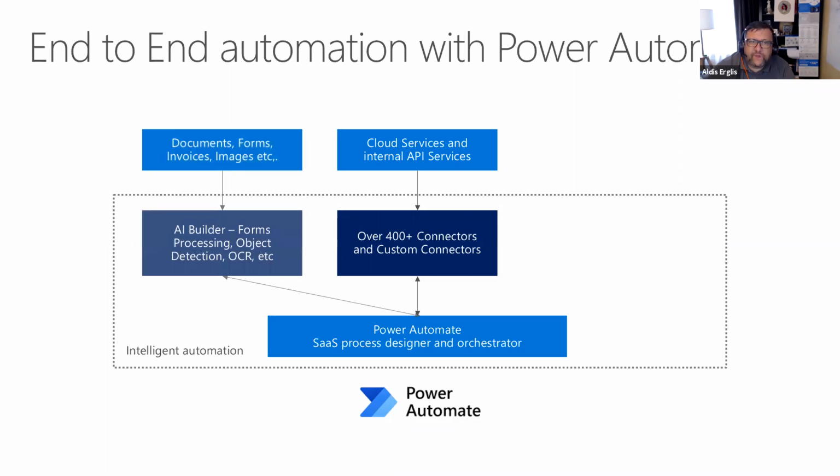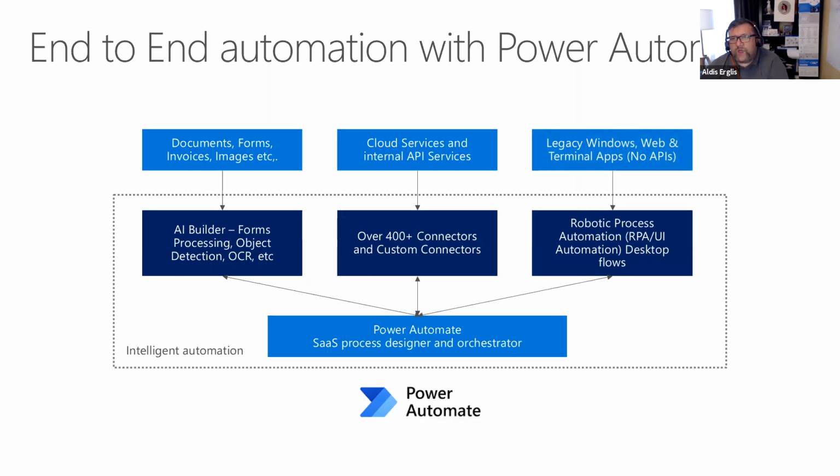Then we have some incoming documents, forms, invoices, images that we need to recognize and extract entities out from. And there you've probably seen before that there is AI Builder forms processing. AI Builder allows you to train AI algorithms that help you to do object detection, character recognition, entity extraction. So a little bit working with unstructured information.